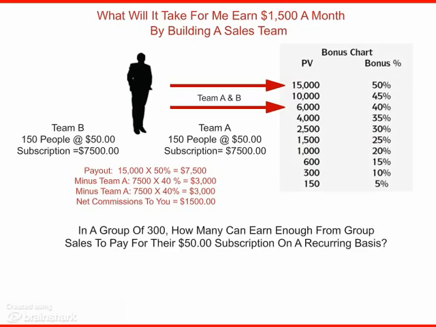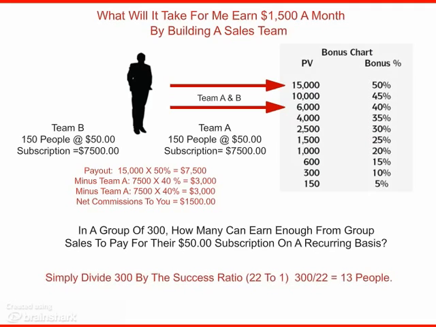In a group of 300, this is the question: how many out of 150 on Team A and 150 on Team B would be earning enough to pay for their own subscription on a recurring basis? It's a very simple formula to figure out. You divide 300 by the success ratio of 22 to 1, or you take 300 divided by 22, and that would equal 13 people. And so out of a team of 300 people, all at the $50 subscription level, the best case scenario, with the exception of the free program, would be 13 people who can pay for their subscription. Please join us on video number 3 to learn a little bit more about the Life compensation plan.